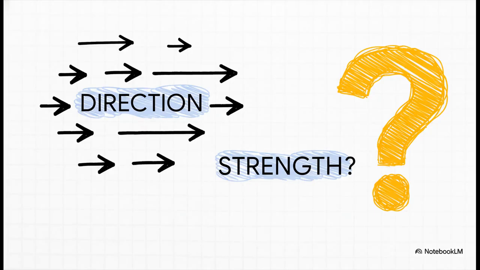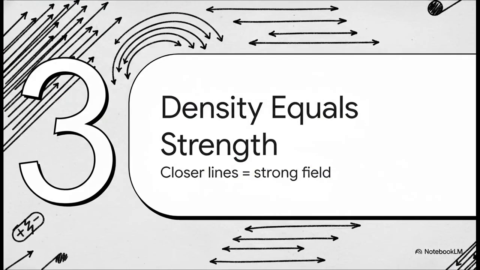Okay, so we've got the direction down. The arrows tell us which way the force is pointing. But hang on, we all know the electric force gets weaker the farther away you get. How can a simple drawing show that? Well, this is where the true genius of this whole idea comes in, because the strength is baked right into the picture too. This is where the visualization just becomes so powerful.